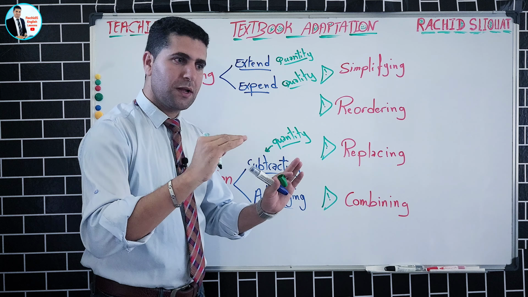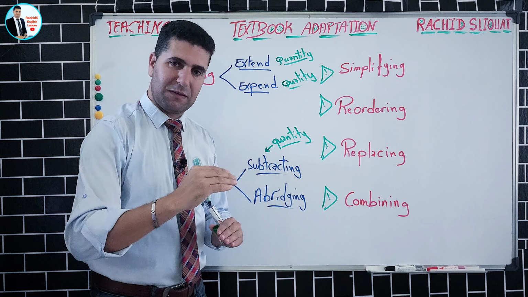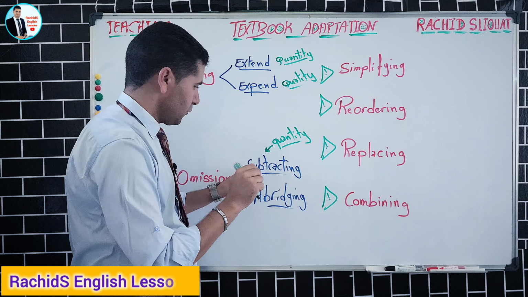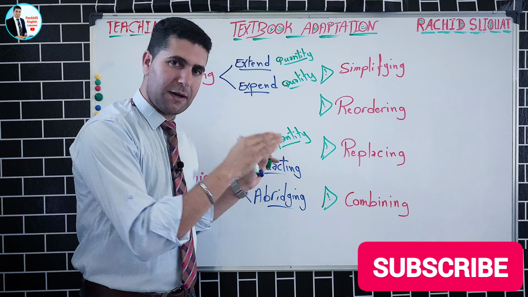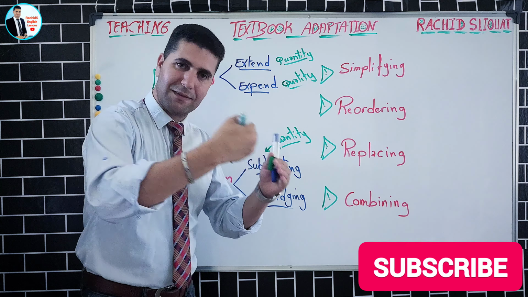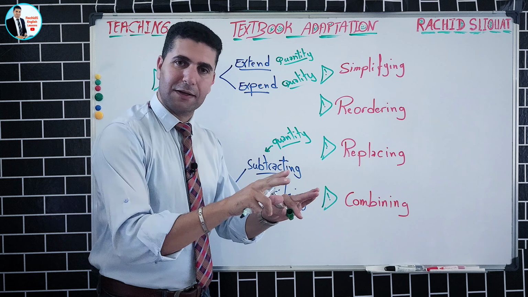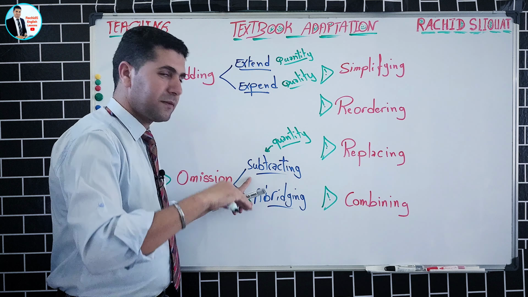Okay, the same. Or for example, in the text you have some exercises, some questions that are the same. For sure you are going to remove this. This is just a kind of quantity. You have more things that are the same, so you remove something. You remove extra things or others that are the same. So this is what you mean by subtracting.